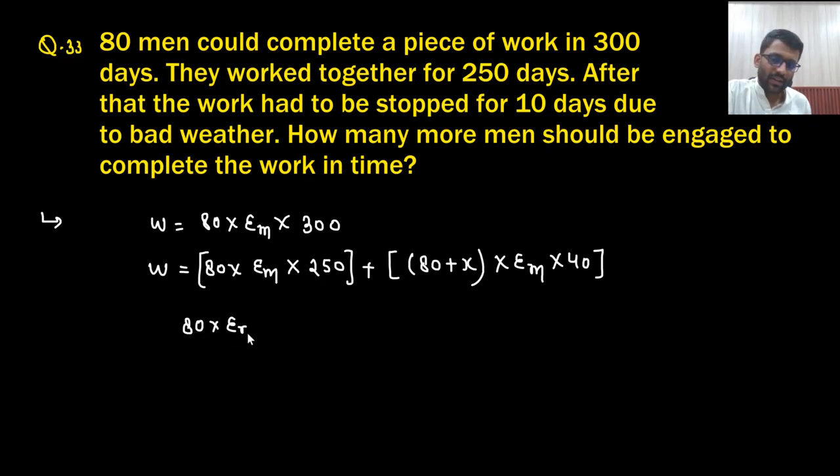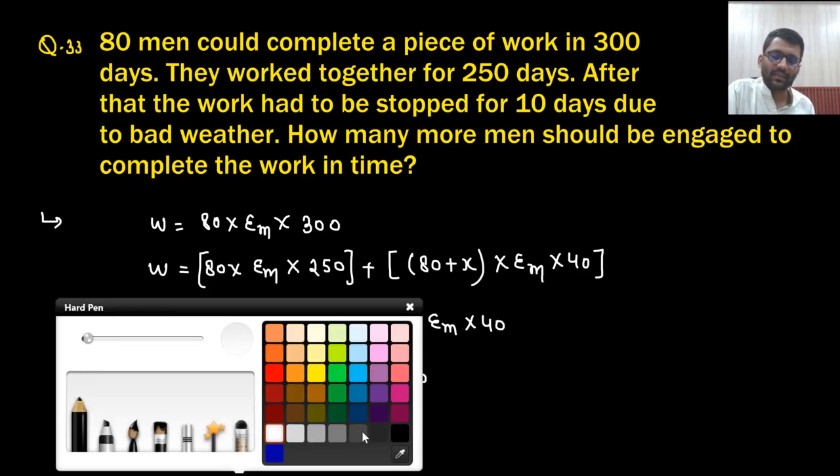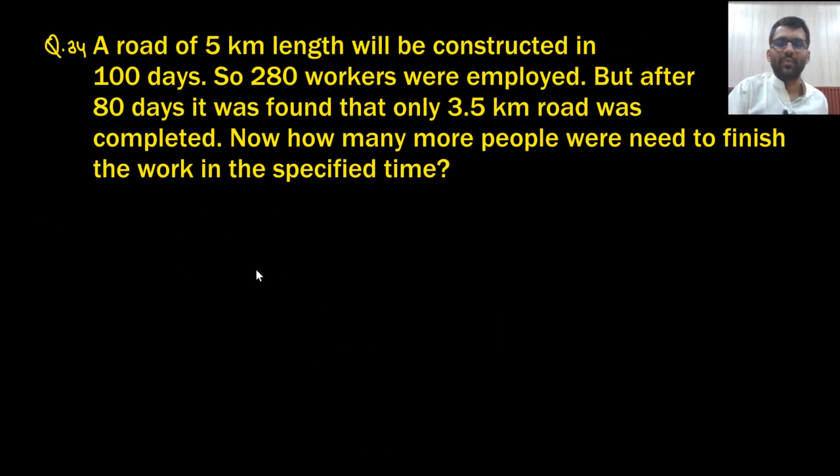So from there, if I equate them both, this 250 will come here, this will become 50 only. And (80 plus X) men into 40. So this would be 80 plus X into 40. So X would be 20. So you need to engage 20 more people. That's it. This is the answer. We need to engage 20 more people.